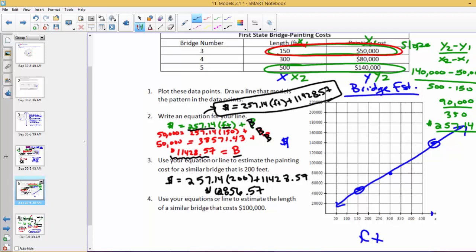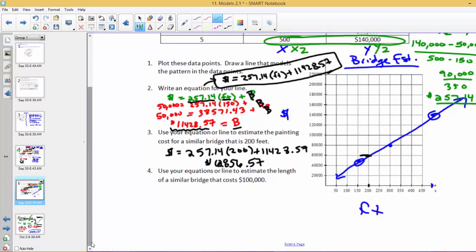Let's just make sure that makes sense. 200 would be right there. Does that look like it's about 62,000? Yes. Another way to see if it makes sense, 200 is right here. Does that look like it'd be about 62,000? It does, because the best fit line sketch is just a rough estimate.